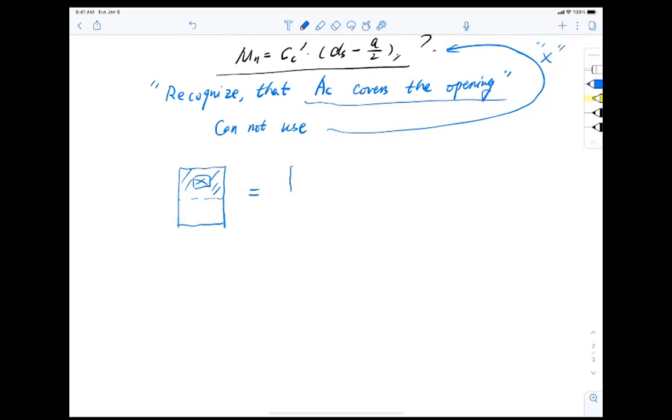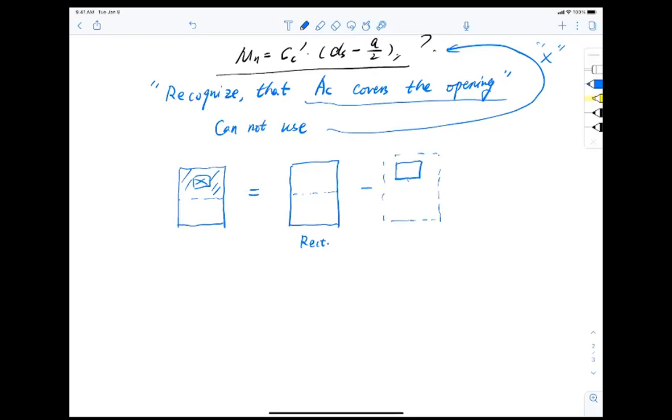So I say this case is kind of like a solid section, no opening, right? Nothing in it. It's just a beautiful rectangular section minus an opening only.